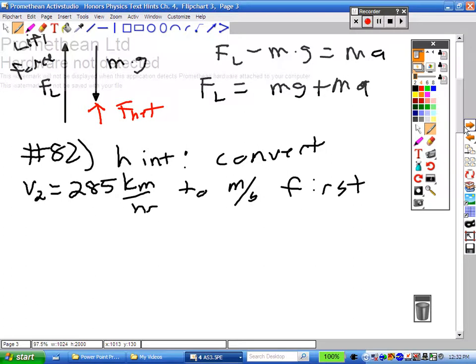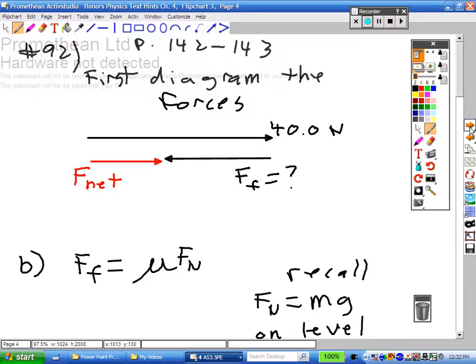82. Hint: convert the kilometers per hour to meters per second first. The rest of it will fall into place nicely. 92. Again, if you have multiple forces, you need to draw all the force vectors. There's a forward force of 40 newtons. It doesn't matter that we don't know what the frictional force is. We need to draw that so we know how we add and subtract things.